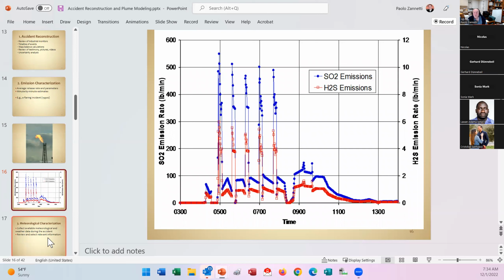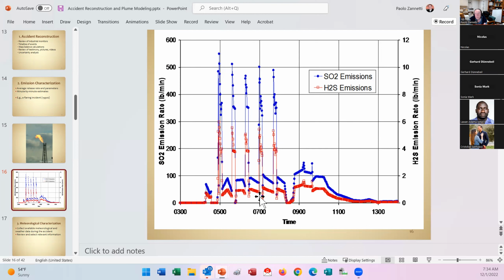This was one of probably my first big accident study in the mid-90s. And our engineer was able to calculate the emission of SO2 and the emission of H2S from a flare during a period of about 10 hours. And you can see that we have 5 bursts of emissions from the flare, huge balls on fire from the flare.